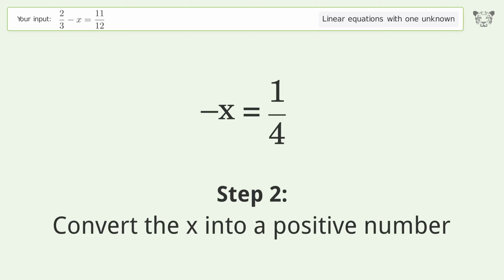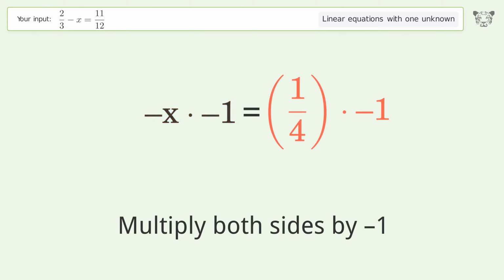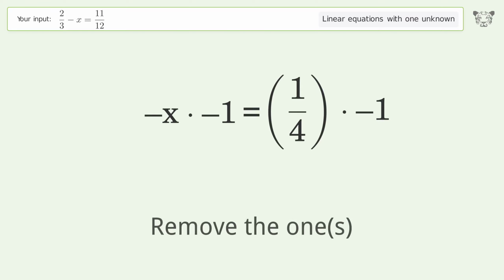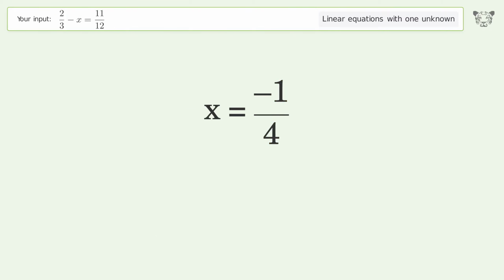Convert the x into a positive number. Multiply both sides by -1. Remove the ones. And so the final result is x equals -1/4.